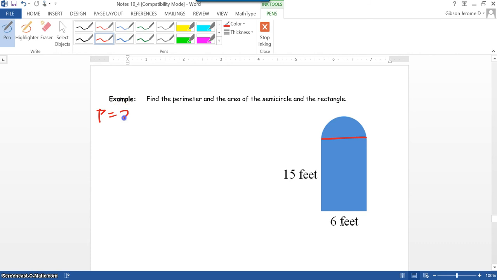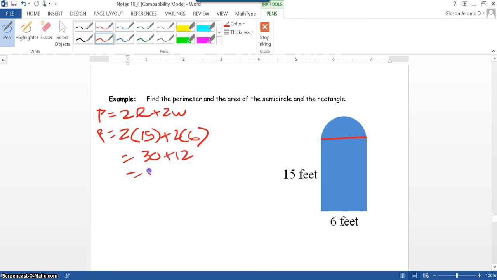So the perimeter of a rectangle is 2 times the length plus 2 times the width. So the length is 15, the width is 6. So it'll be 30 plus 12, which is 42. So the perimeter is 42 feet for the rectangle.